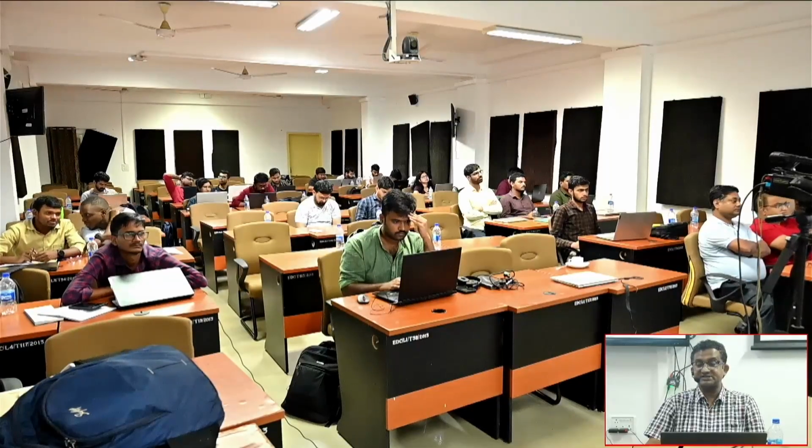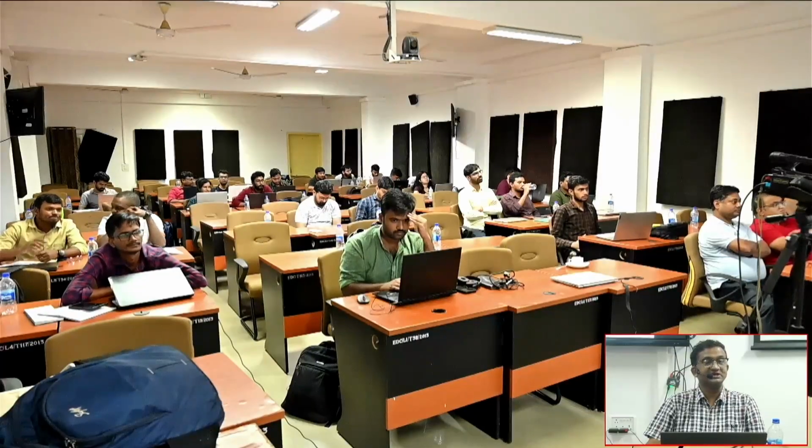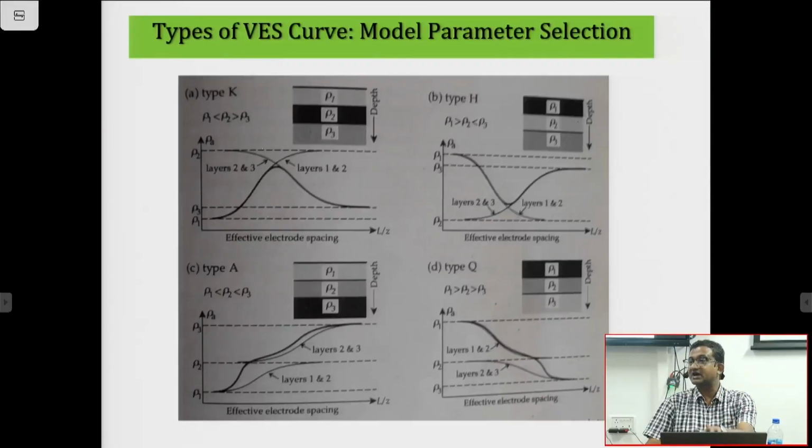Yes. So this is a standard curve, just to see the theoretical curves which can be seen at a first glance. Okay. So this is your, say, 3-layer case where rho 1, rho 2 and rho 3, and if the rho 2 is more than the rho 1 and rho 3, we can expect this type of apparent resistivity curve with respect to the spacing AB by 2.